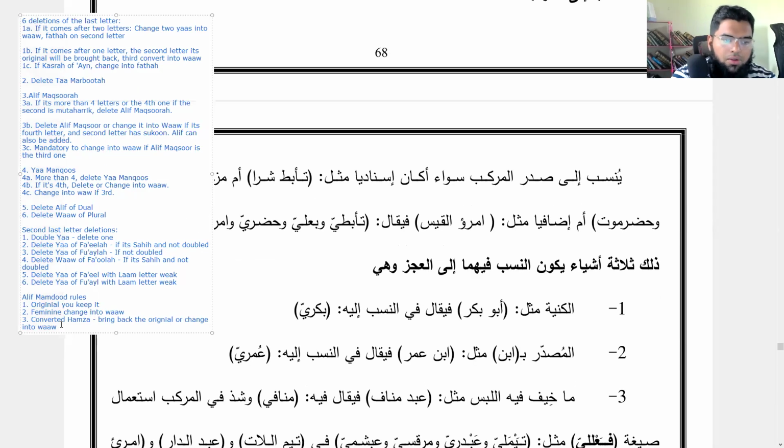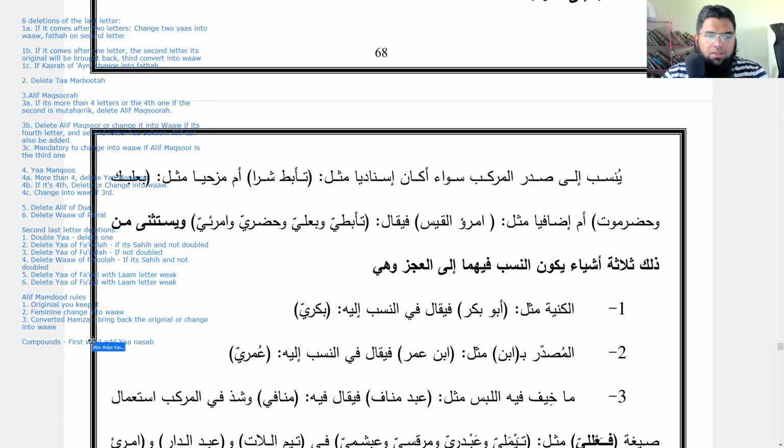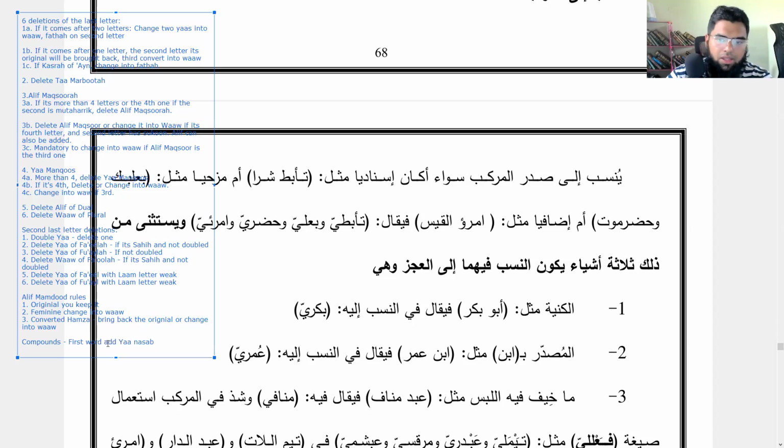So general rule, compounds, first word. So you say طبتي وبعلي وحضري حضرموت وامرئي, first word, and you make the nisba. Correct? But except three things. There are three things.